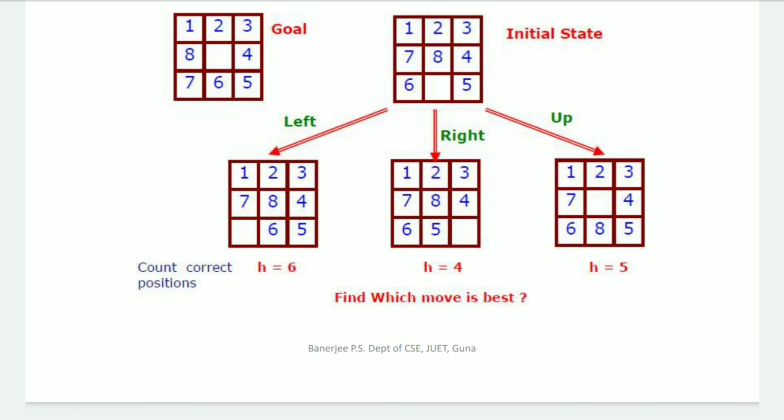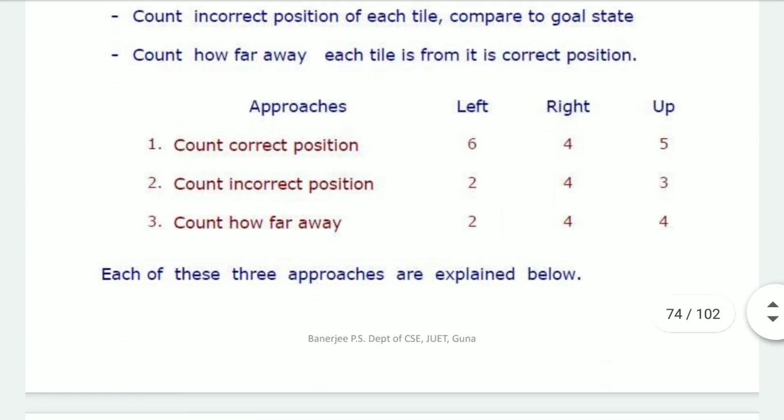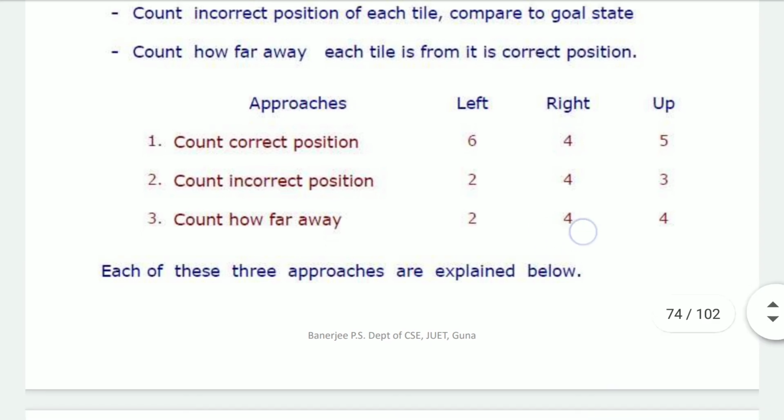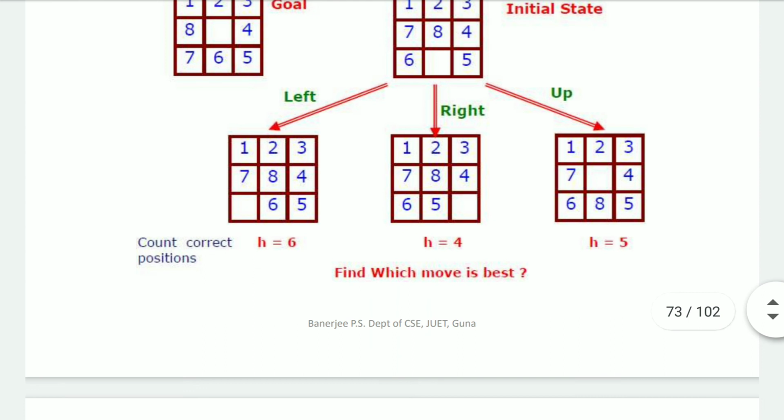4 extra moves are to be done, right? How far away? Not moves. That means how far away from their actual cell. These are not the moves, in fact. They are how far away. So how far away is it? 4 for the right configuration. Let us see for the third one.